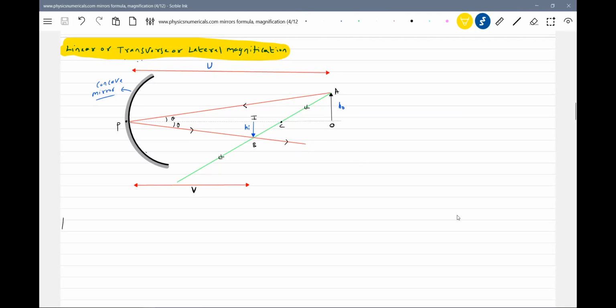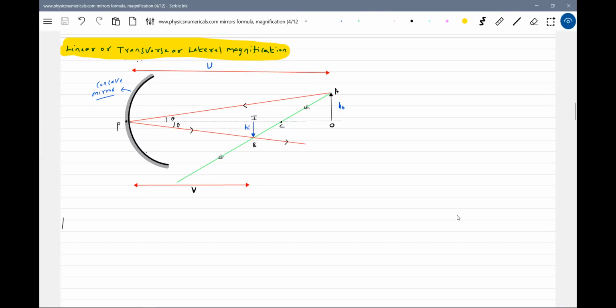So I kept an extended object, a real object, of height HO. If the object is kept here, one incident ray will go and strike the pole. It should get reflected symmetrically, so here we'll get the reflected ray. Similarly, I'll send another incident ray. Both will intersect here. This will be the position of the image. So the image distance will be v, and this will be the height of the image.